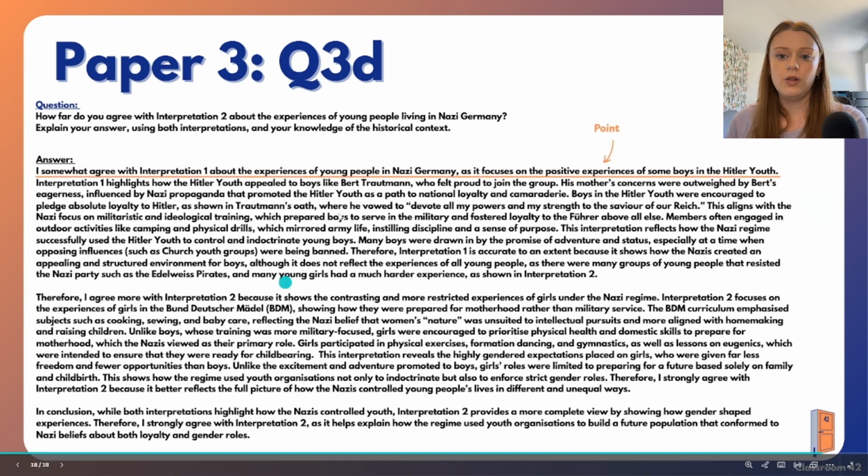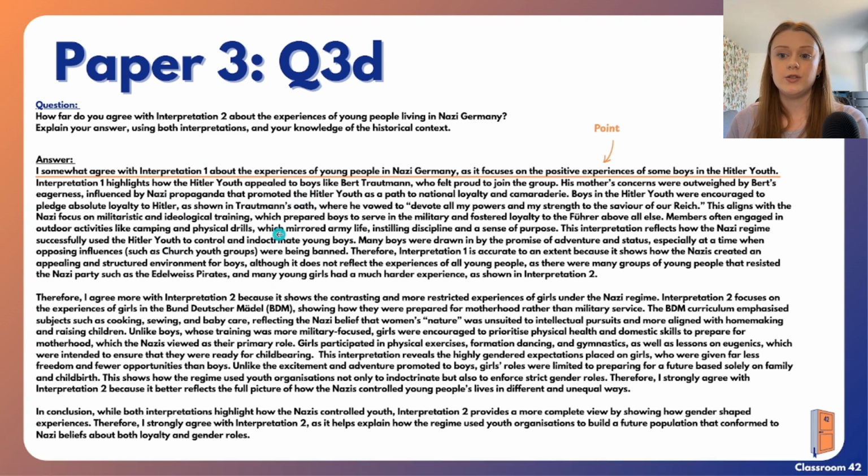So first of all, I am looking at interpretation 1. And first of all, I'm giving my point. So I somewhat agree with interpretation 1 about the experiences of people in Nazi Germany, as it focuses on positive experiences of some boys in the Hitler Youth. Then we are giving our evidence. So this is our evidence from the interpretation, things like quotes, paraphrasing, explaining kind of what's going on.